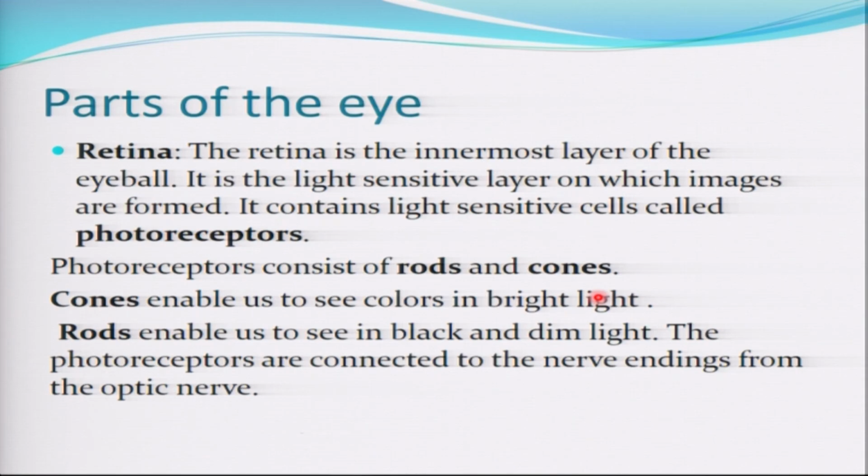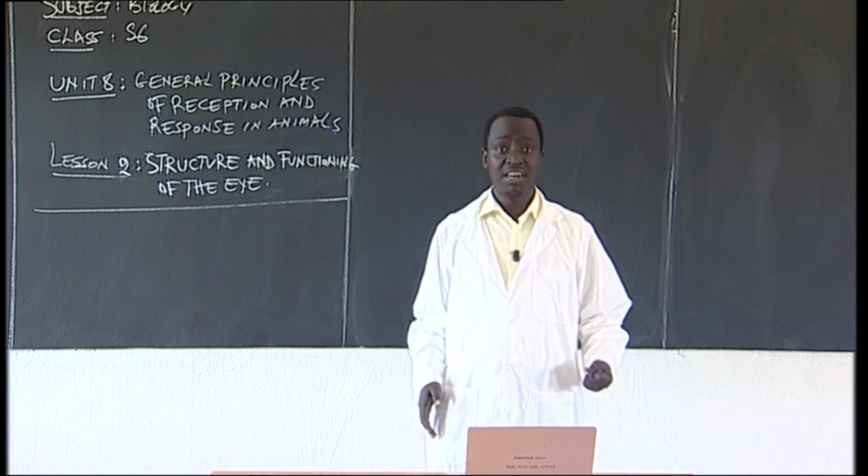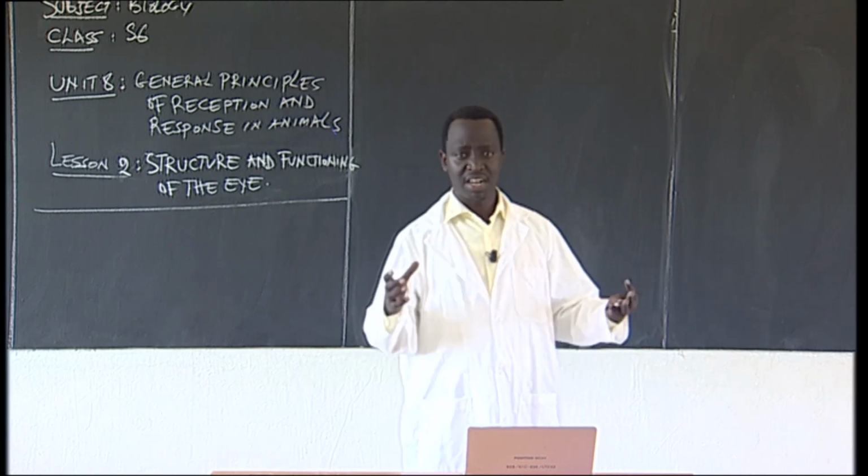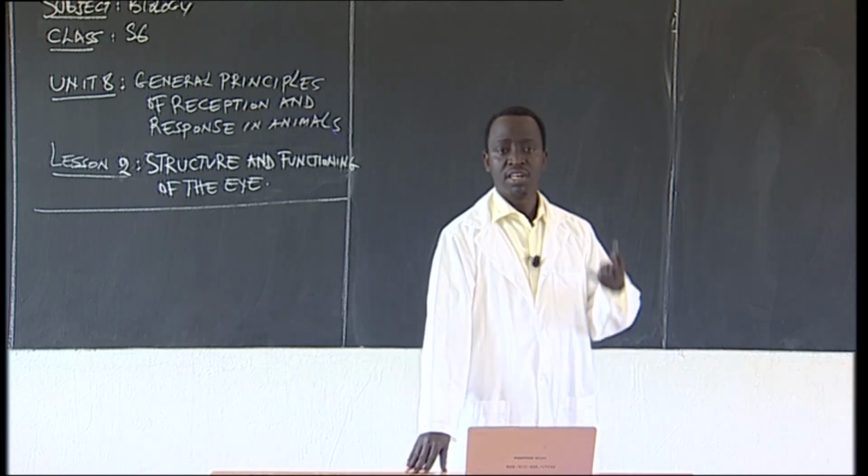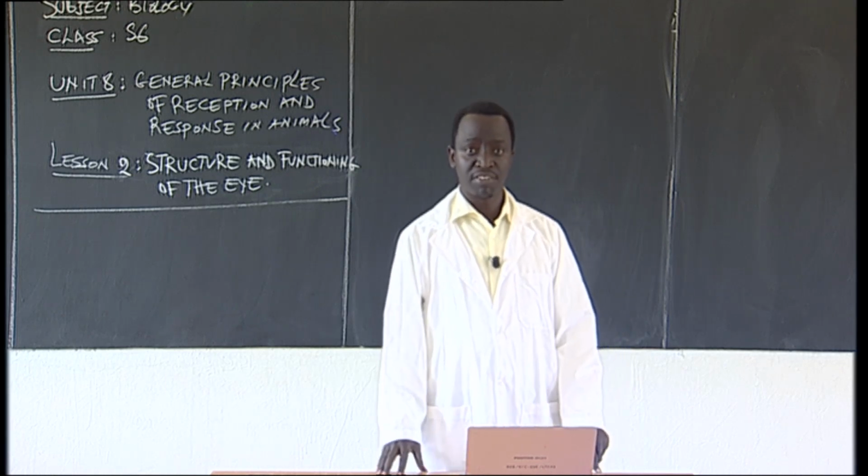Now, photoreceptors, there are two. We have what you call rods and what? And the cones. Those are two photoreceptors found on what? On the retina. Cones are able to see colors, different colors. You can see red, you can see blue. The cones are the ones that help you to see those different colors.